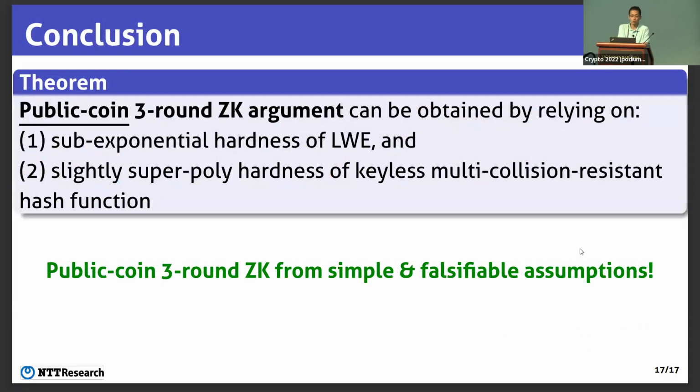So in conclusion, in this work, we show that public coin 3-round zero knowledge can be obtained from simple falsifiable assumptions. In particular, it can be obtained from sub-exponential hardness of the learning with errors assumption and the slightly superpolynomial hardness of keyless multi-collision resistant hash functions.